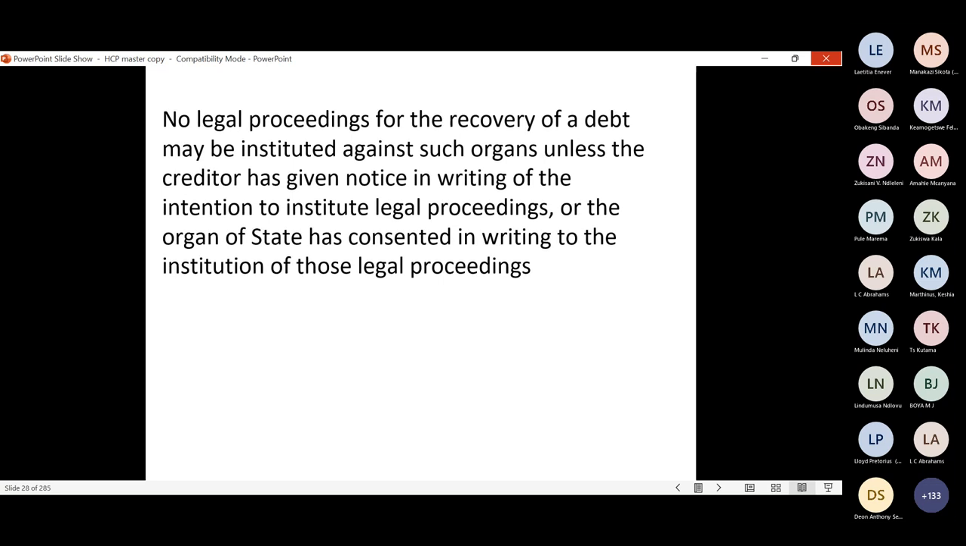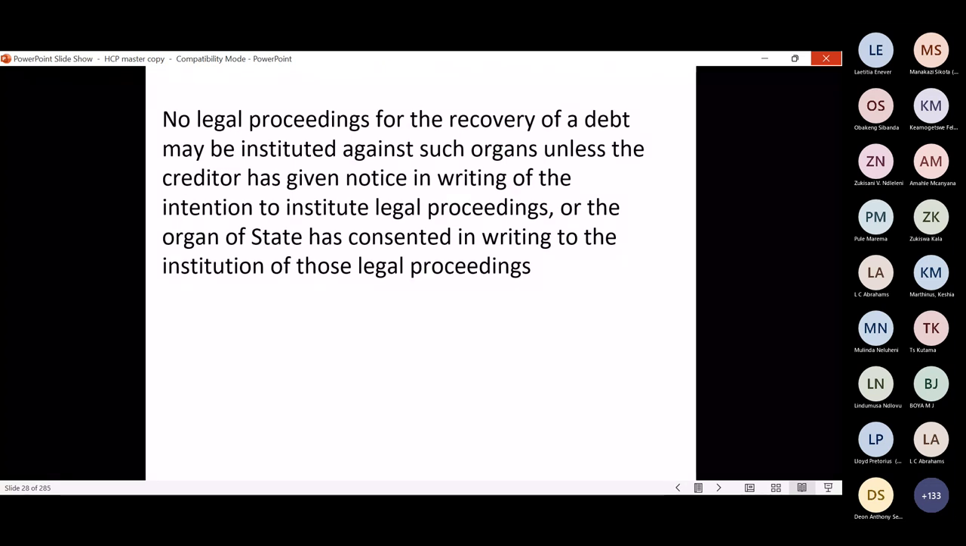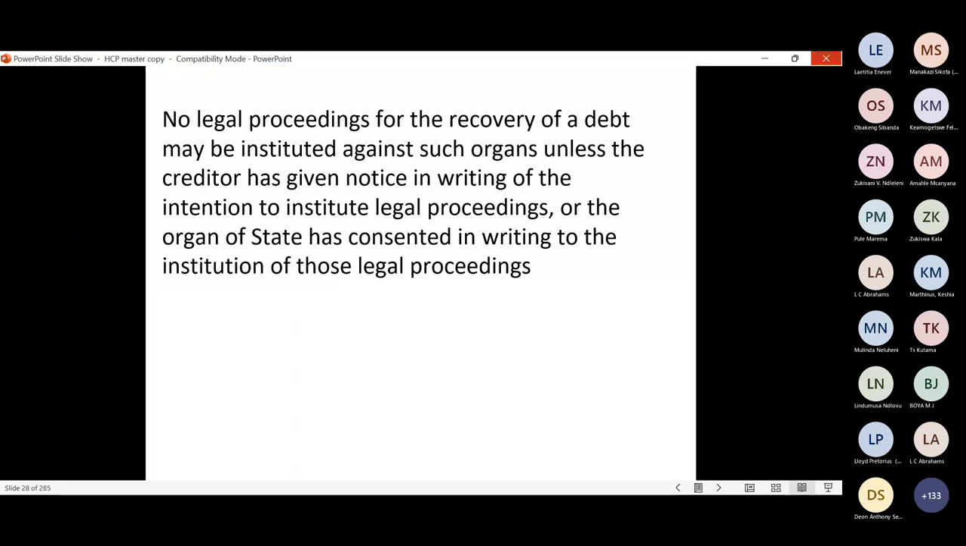Basically, no legal proceedings for the recovery of a debt may be instituted against such organs unless the creditor has given notice in writing of the intention to institute legal proceedings, or the organ of state has consented in writing to the institution of legal proceedings. Remember, we are talking about letters of demand, and this section deals with completing a cause of action. If you didn't send this notice and you institute legal proceedings and issue a summons, then your summons was premature because there's no cause of action yet. The cause of action is not completed.